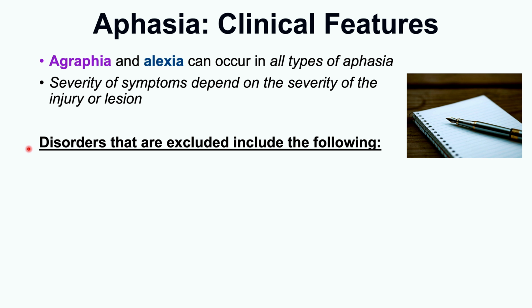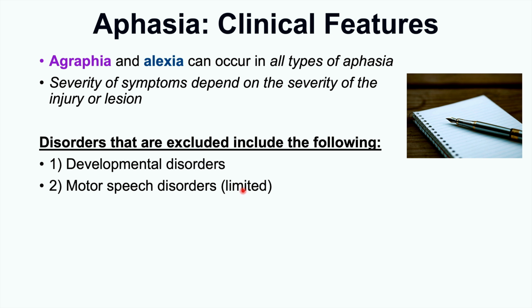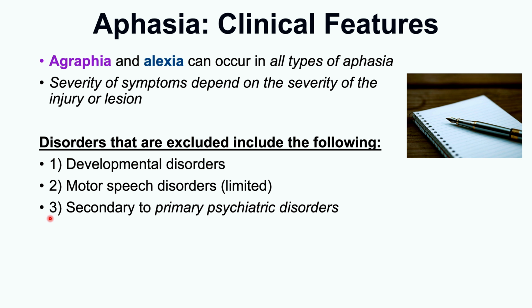So they may have issues with speech or understanding speech, but they're not going to be classified as aphasia. So these disorders that are going to be excluded that are not aphasia include developmental disorders. So if a patient is born with an inability to speak or an inability to comprehend speech, this is going to be a different disorder. Another category of disorders that would be excluded would be motor speech disorders. So if it's a disorder that is limited to being able to speak, that is not going to be the same as an aphasia. And then if the language problems are secondary to a primary psychiatric disorder, this is also going to be excluded and not considered aphasia. And some of these may include schizophrenia, for instance.